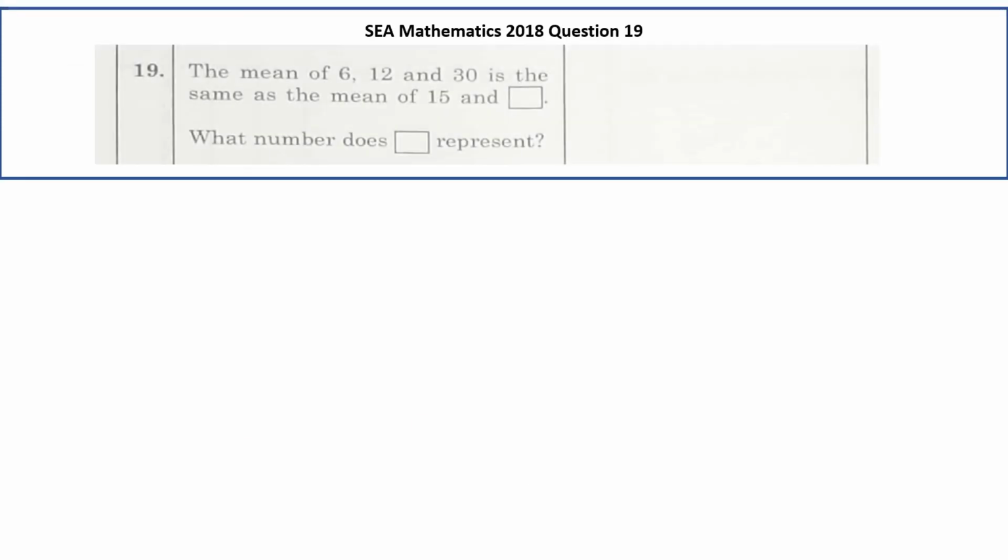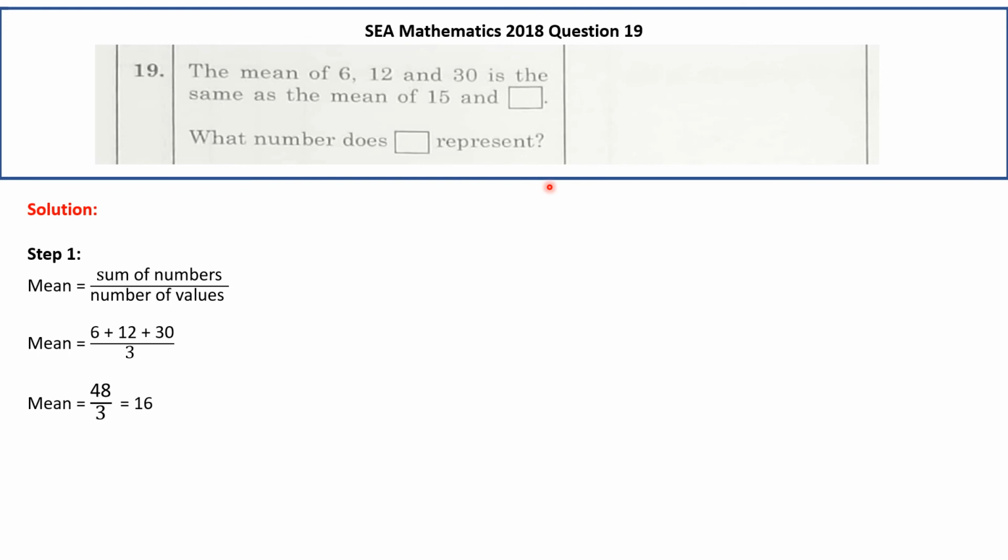For today, we have this question here, number 19 of the 2018 paper. The mean of 6, 12, and 30 is the same as the mean of 15 and another number in a box. What does the box represent? So again, first thing we do, we write the formula. Mean is equal to the sum of numbers divided by the number of values.